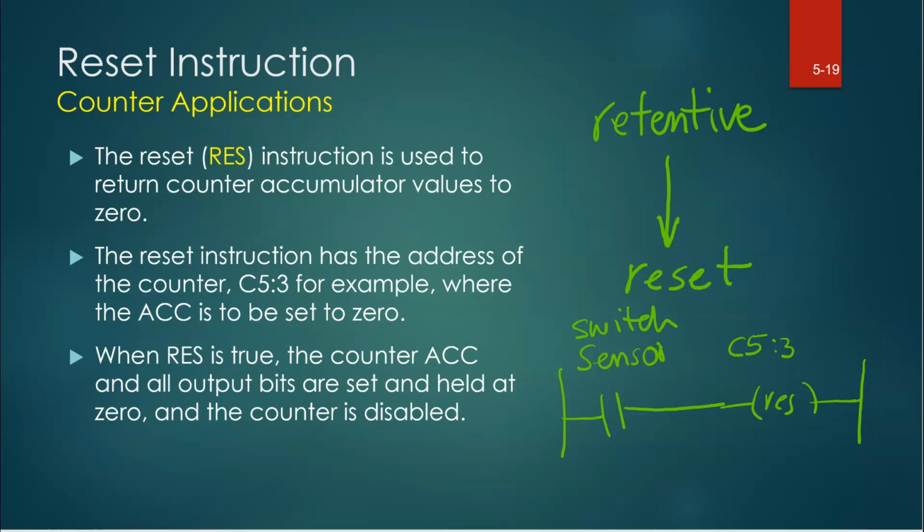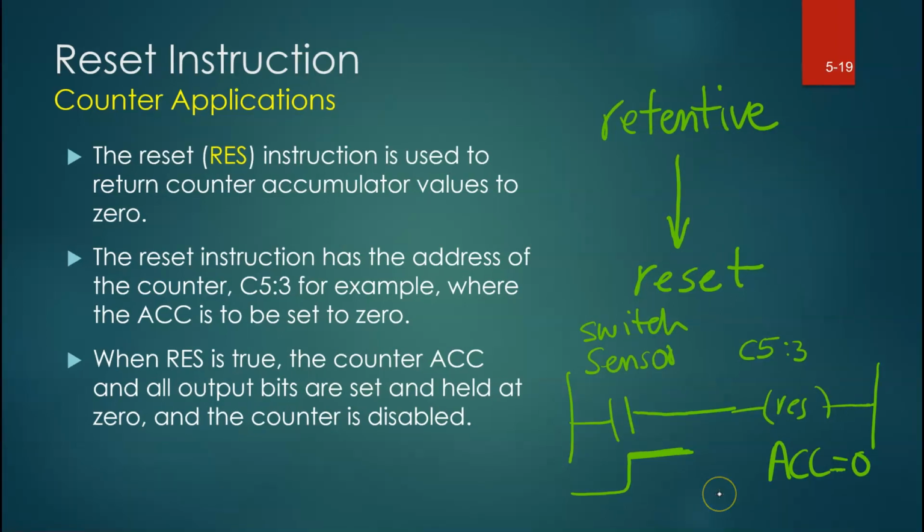Now remember that the reset instruction releases the counter instruction to start counting again when the reset instruction is false. It means that if you have a signal like this, while the signal is true, your accumulator value remains 0 and your counter will remain disabled.